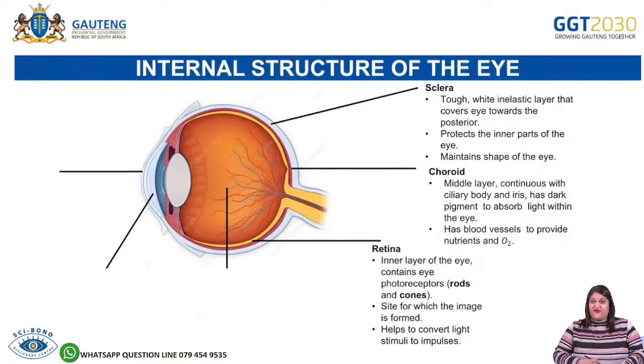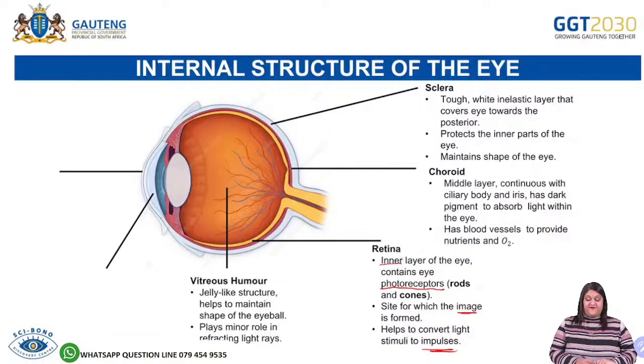Okay, so very important things that I need you to know about the retina is that it's an inner layer. It has the photoreceptors, and what do photoreceptors do? They receive the stimulus and convert it into an impulse. So that is the part of the eye. The light that comes into the pupil is the stimulus, and when it reaches the retina, the stimulus is going to be converted into a nerve impulse. Okay. And this is the site where the image is formed, and then we spoke about the impulse, right?